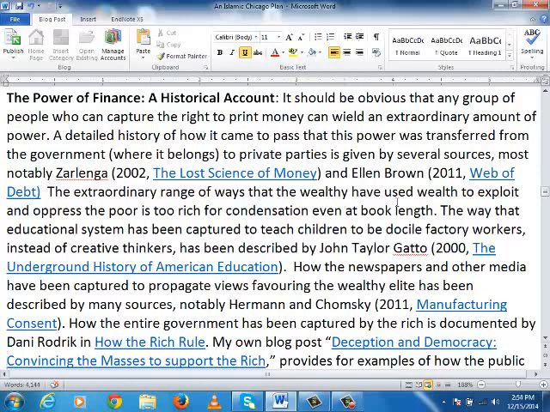John Taylor Gatto has written a book called The Underground History of American Education, in which he shows that Rockefeller and certain other rich people basically captured the agenda for education, and they made the education in the US schools to be such that it would produce factory workers and it would produce people who would be happy to work for a living.